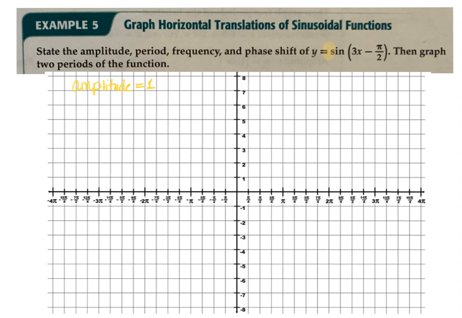The next thing they want us to find is frequency. We're going to do period first, sorry. The period is 2 pi over the absolute value of B, and frequency will just reciprocate. B here is 3, so I get 2 pi over 3. That's my period, how long it's going to take to complete one cycle. My frequency is just the reciprocal of that, 3 over 2 pi. Those just reciprocate each other.